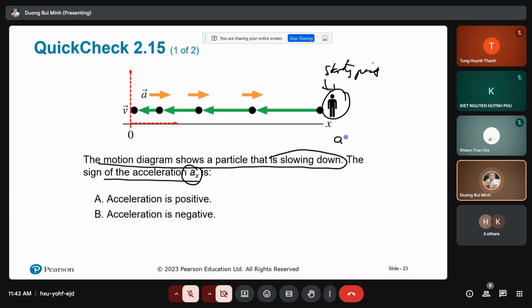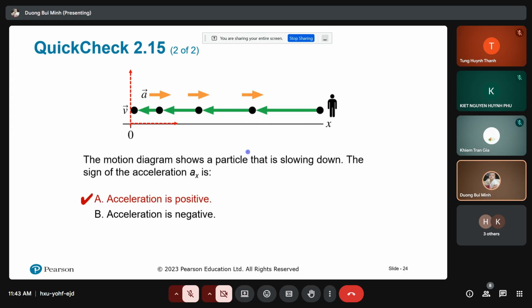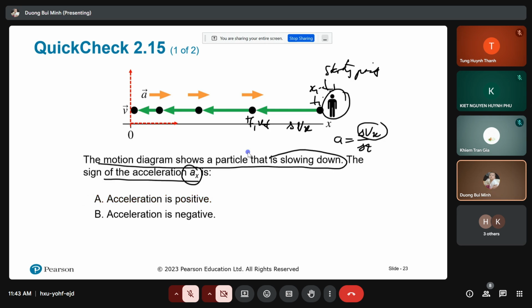So we can use a = delta Vx over delta t for easy, right? Here is Ti, and you get Xi. Here is Tf, and you get Xf. Or you can see this is delta Vx. Delta Vx is reduced, so that means delta V is negative. And delta t is positive. So the answer is negative. Why is it positive? Let me check.